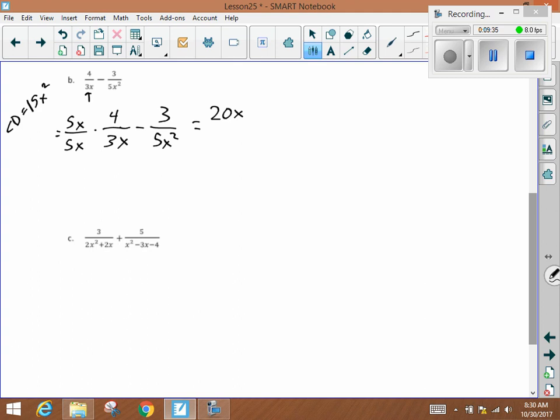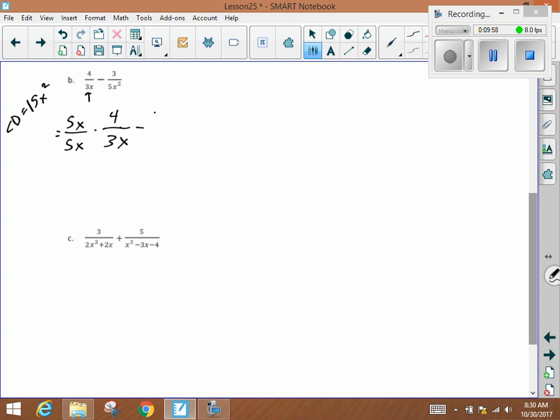20x over 15x squared minus 3 over, oh my god, I don't know why I didn't see that there's not a 1 there. Killing me, Smalls. Sorry, I imagined that there was a 1 in front of that 5 when I looked at it. That's real bad.